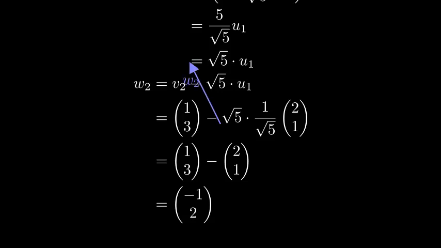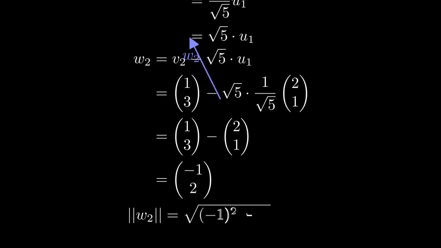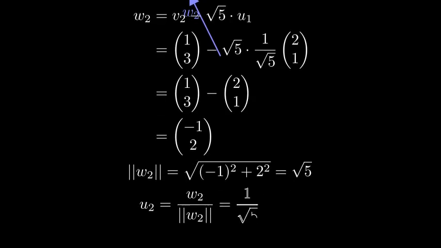This is v_2 minus square root of 5 times u_1, which equals (1, 3) minus (2, 1), giving us (-1, 2). Step 3 is to normalize w_2 to get u_2. We compute the length of w_2 as the square root of negative 1 squared plus 2 squared, which is also the square root of 5. Therefore, u_2 equals 1 over square root of 5 times (-1, 2).